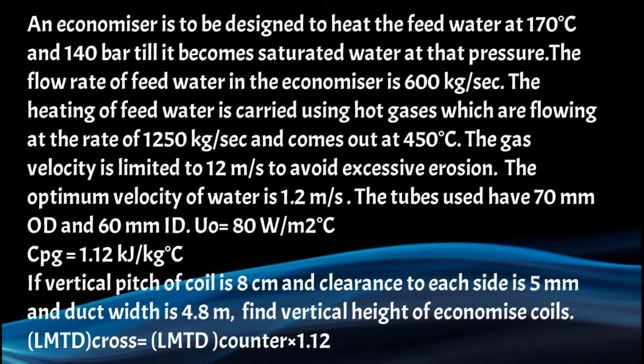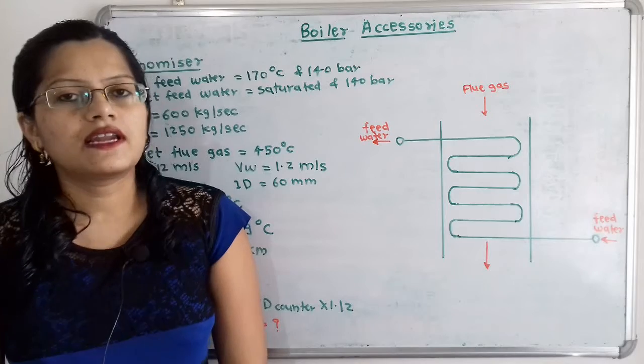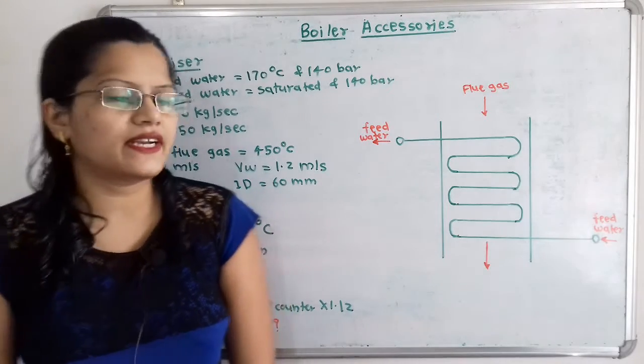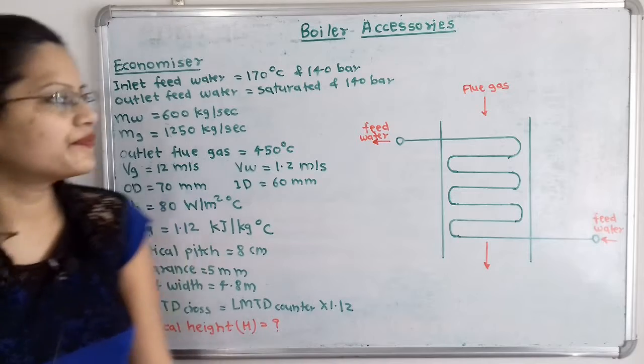If the vertical pitch of coil is 8 cm, clearance to each side is 5 mm and duct width is 4.8 meter, find the vertical height of the economizer coils. Take LMTD cross, that is log mean temperature difference cross, equal to log mean temperature difference counter multiplied by 1.12. So this was the given question. Let us first understand the given data with the help of diagram.